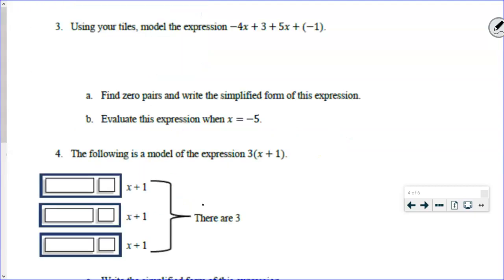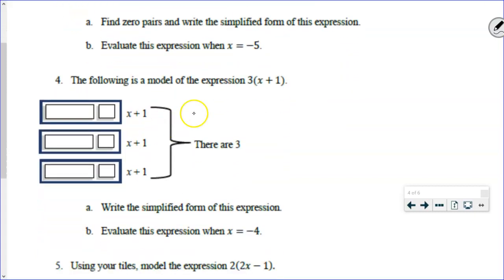And now it's your turn. Using your tiles, which I'm not going to get out, you can draw your model. Please model the expression negative 4x plus 3 plus 5x plus negative 1. Simplify it. Find those zero pairs, combine the like terms, and then evaluate the expression when x is equal to negative 5.